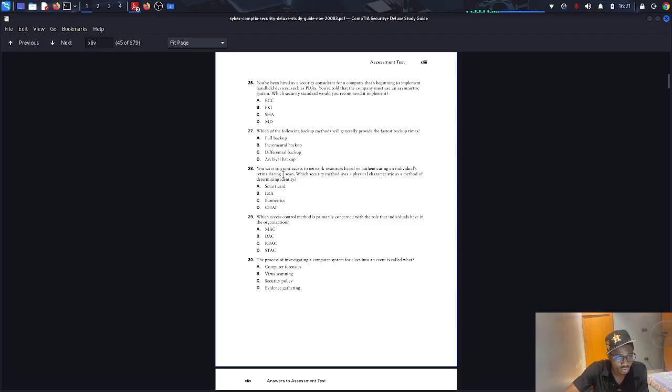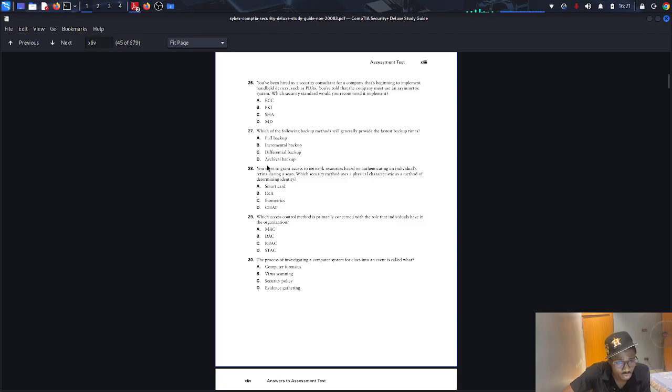You want to grant access to network resources based on authenticating an individual's retina during a scan. Which security method uses a physical characteristic as a method of determining identity? Biometrics. I think it's biometrics. I don't want to biometrics, man.